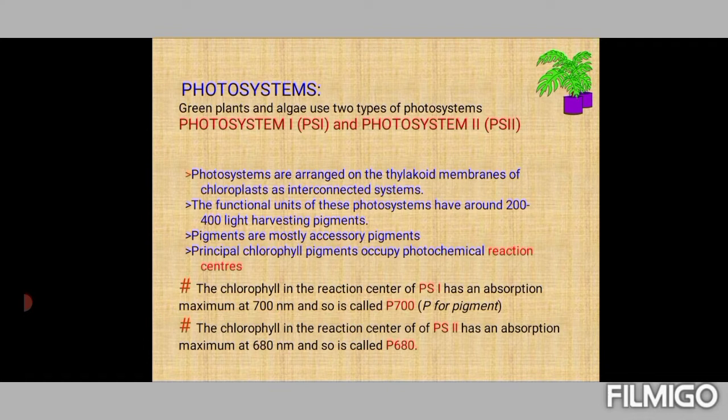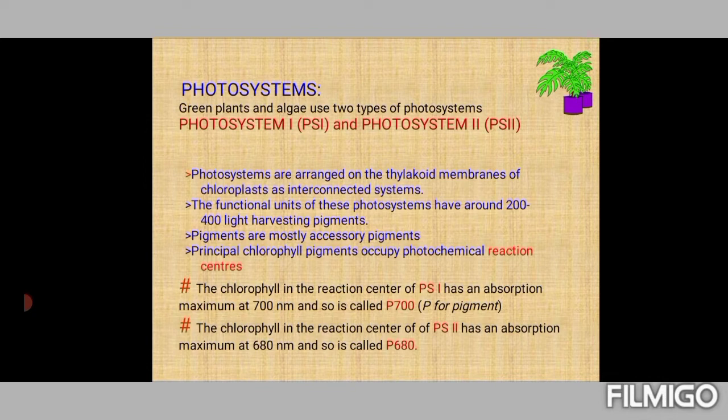Most of them will be accessory pigments, so that more and more of the photons can be captured and electrons can be excited and sent from one place to another. The excitation energy is transferred from one molecule to the other, and it reaches the reaction center in the cluster, and the reaction center alone is made of principal pigments. So it's based on the type of principal pigment that photosystems are divided into PS1 and PS2.